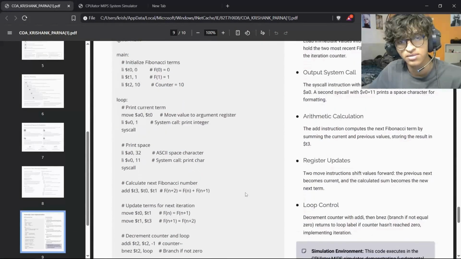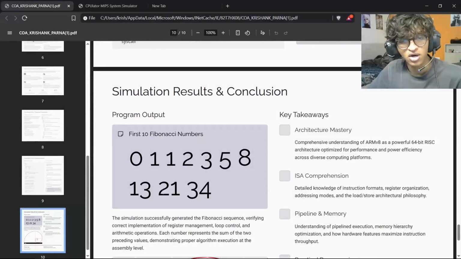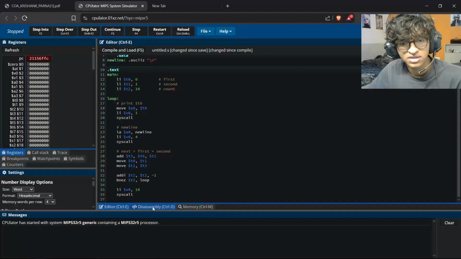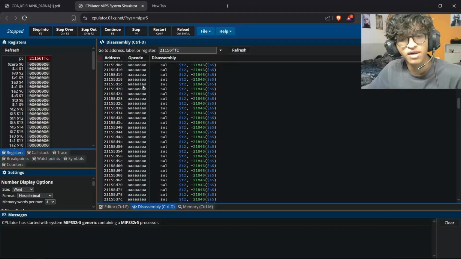This is how the code runs, and this is the output which I get after running the code. You can see all of this.